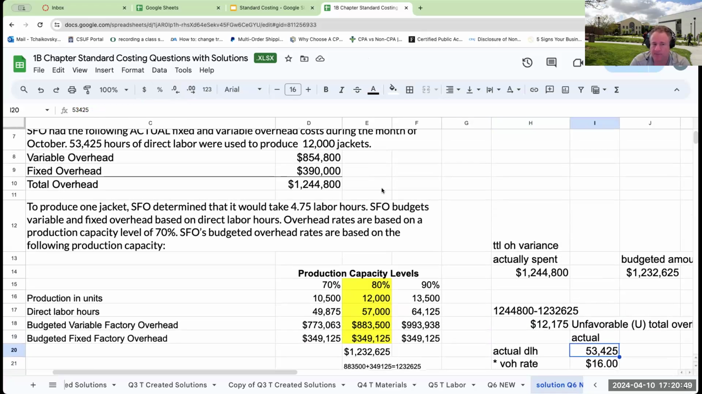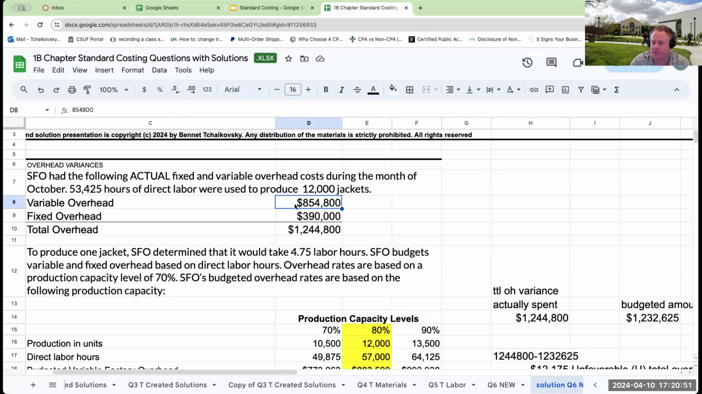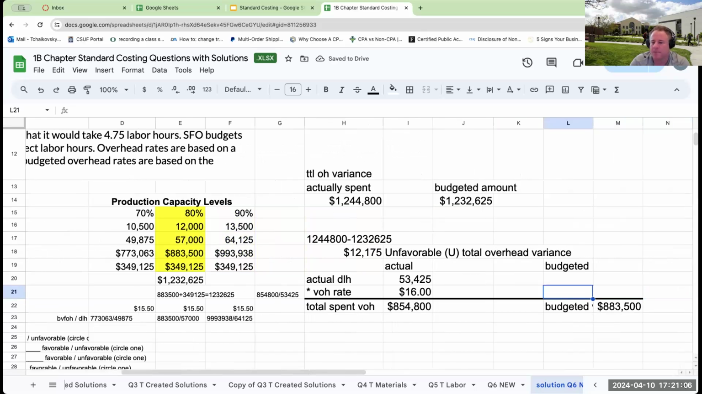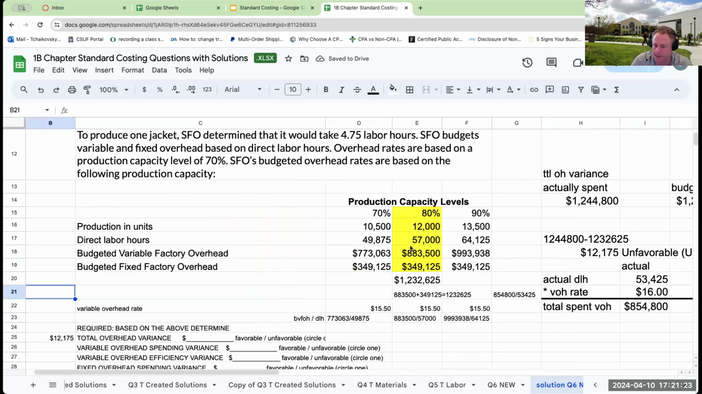So again, where did I get these numbers? The actual variable overhead was 854,800. I used 53,425 hours. So this variable overhead rate is 854,800 divided by 53,425. That's how I got that number. Okay. Now let's go over here. My budgeted direct labor hours, I should have used 57,000 budgeted direct labor hours. How did I get that number?